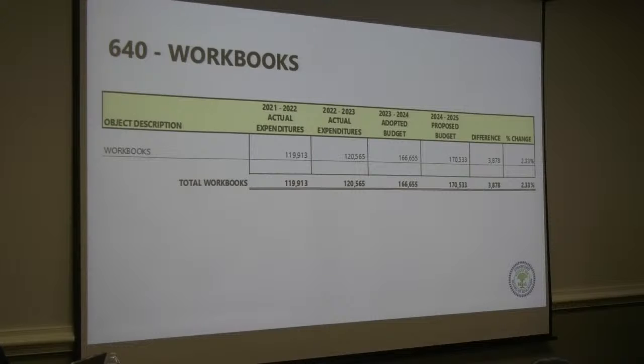Object Code 640 includes all the workbook accounts, and there's a minimal increase here that's primarily due to the elementary accounts that have either an increase in the number of students by grade and also some increased costs. This is broken down on page 107 and 108 in your books.